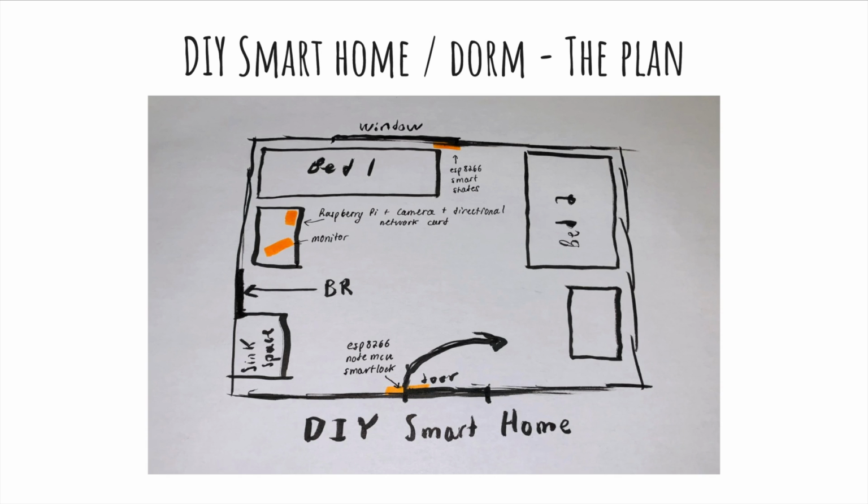At the top of the diagram, you see a small orange line. This represents a small device that's going to be run by an ESP8266 NodeMCU that is going to control a motor in order to open my shades.